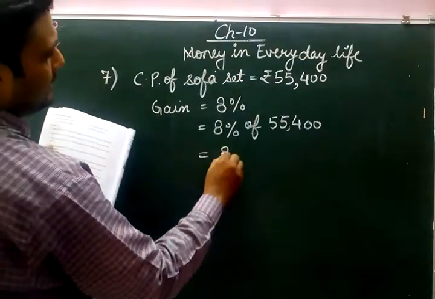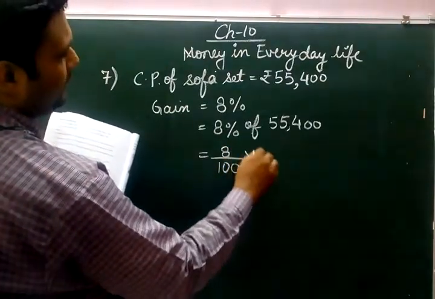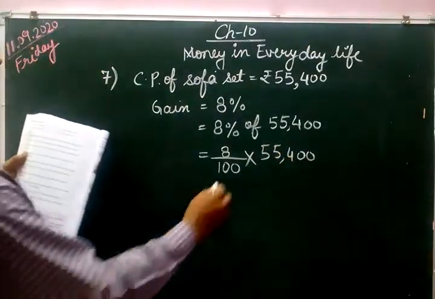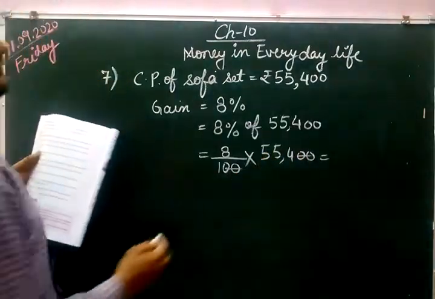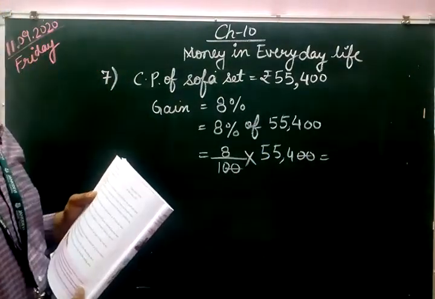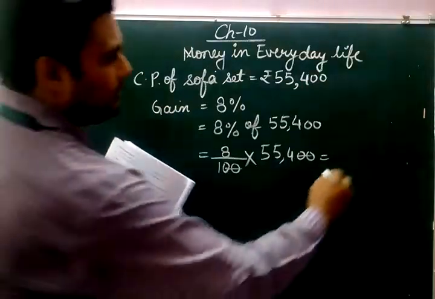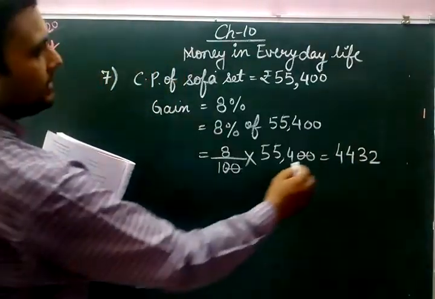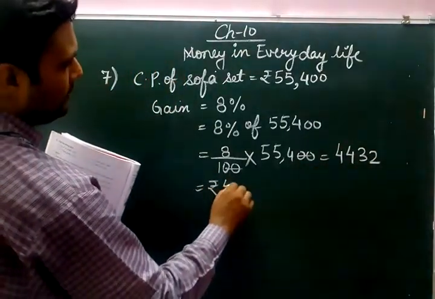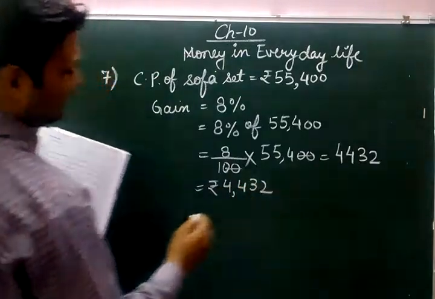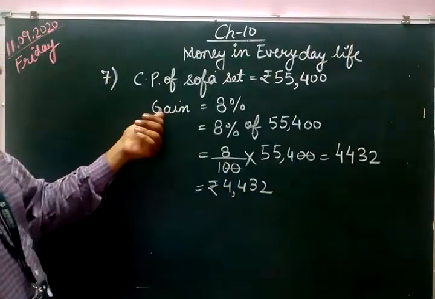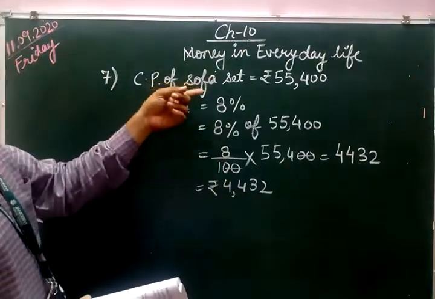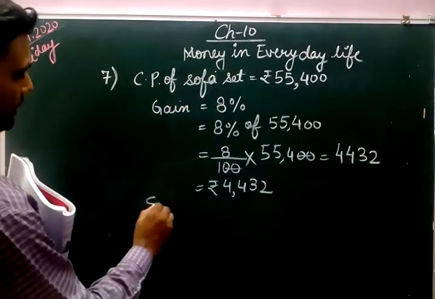55,400. 8 divided by 100, of will be converted into multiply. When you divide 554 with 8, you got the answer 4,432. So this is your answer, rupees 4,432. Now we have found the gain. Actually we have found the profit. Profit is 4,432 rupees. We know the cost price, so we can easily find the selling price.